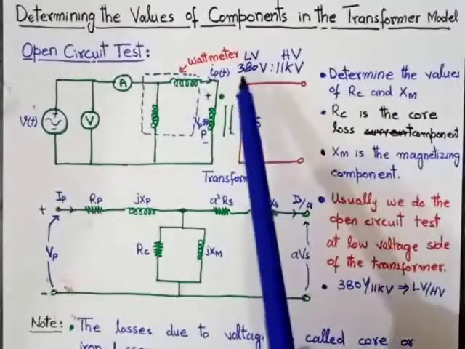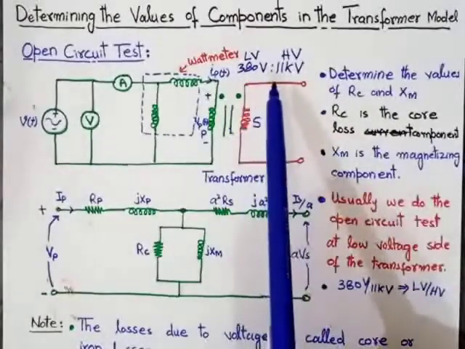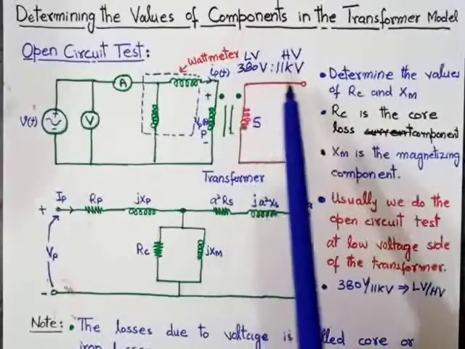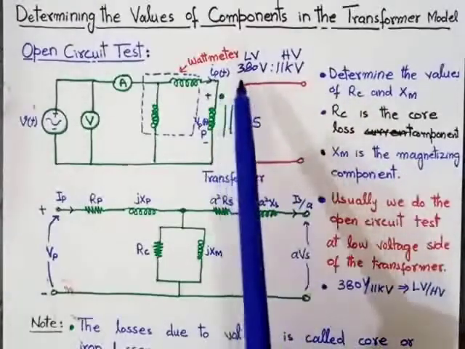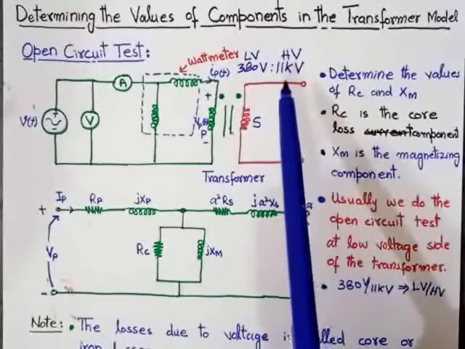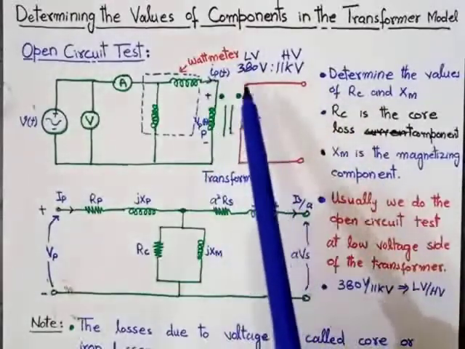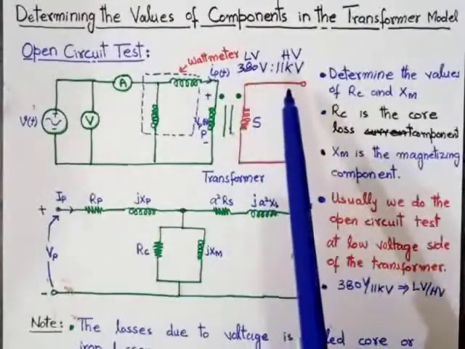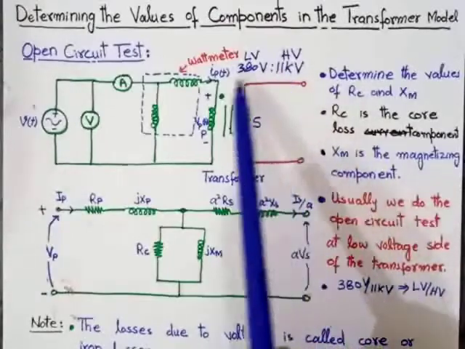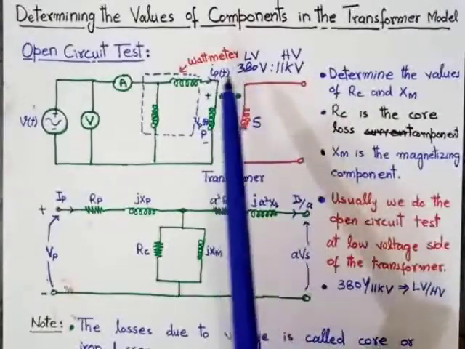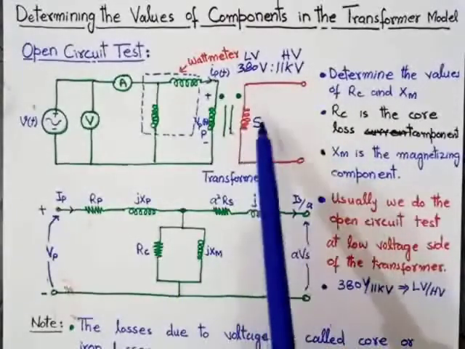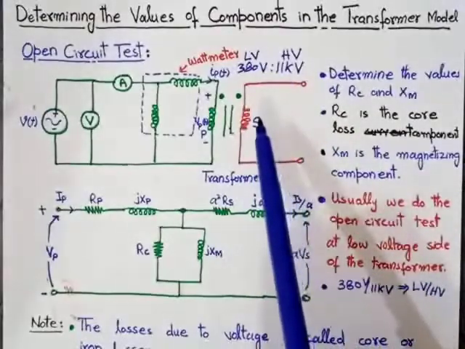By comparing these two voltage values, 380 volt is less than 11,000 volt. It means the primary voltage is less than the secondary voltage. The lesser value of voltage is called the low voltage and the higher value is called the high voltage. It means according to this ratio of the transformer, the primary side is the low voltage side and the secondary side is the high voltage side of the transformer.